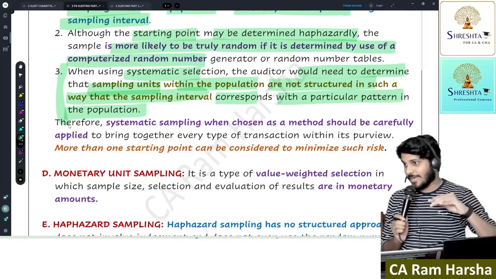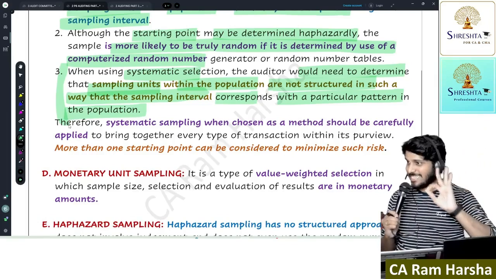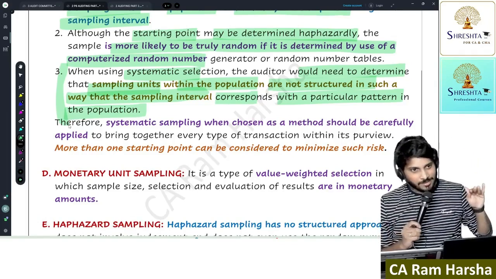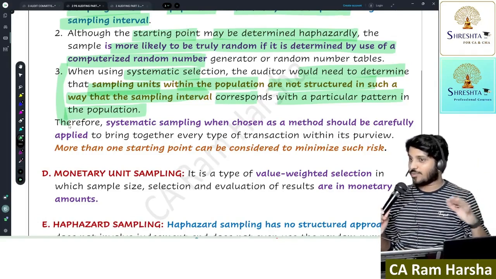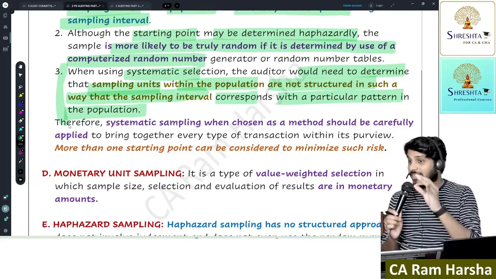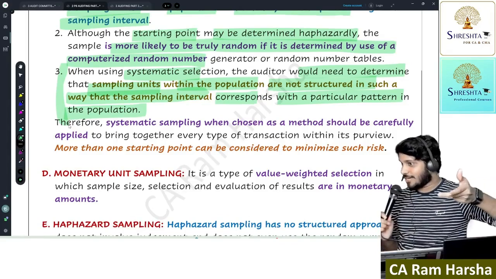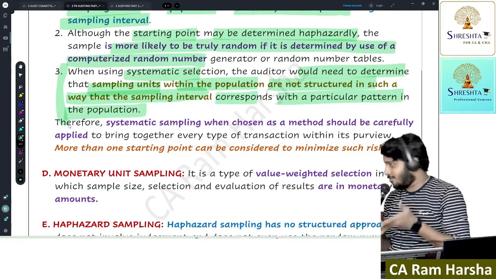Suppose in the company, every 14th expenditure is, let us assume, repairs and maintenance. And your interval is also 14, and you selected 20 samples in expenses. All the 20, what will you get? So your interval should not match with any pattern. Able to understand? The pattern of transactions and the interval should not match. You should take that kind of precaution.